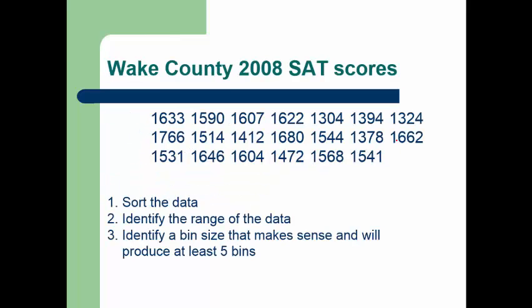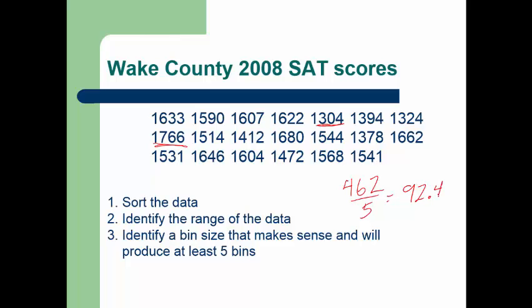So, for example, let's say we have this data on 20 of the Wake County schools, their average SAT scores in 2008. As we sort this data, the first thing we'd probably want to do is get the range. It looks like we go all the way from 1304 up to 1766, which would give us a range of about 462, I believe, if I'm doing my mental math right. And if I take 462 and divide it by 5, I end up with 92.4.